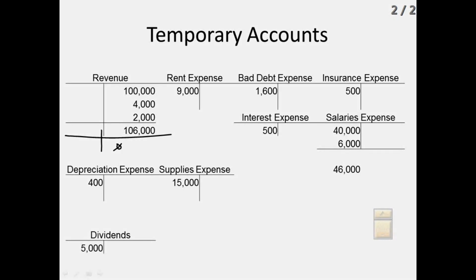Well, if you have a current credit balance of $106,000, what is the only way you can get from 106 credit to zero? Okay, so we need to put 106 on this side. Okay, so we're going to debit revenue by 106,000. Now, you told me where to put what the other entry should be. What was it?